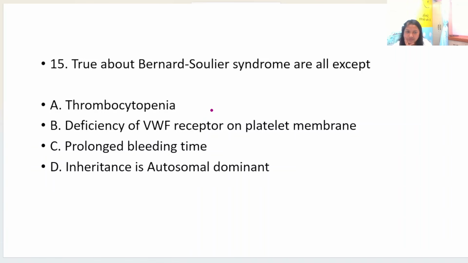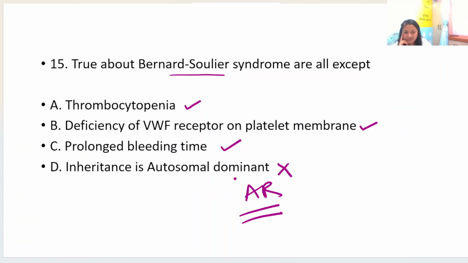True about Bernard-Soulier syndrome are all except thrombocytopenia, deficiency of von Willebrand factor receptor on platelet membrane, prolonged bleeding time, and inheritance is autosomal dominant. So now in Bernard-Soulier syndrome, thrombocytopenia is a feature. Deficiency of von Willebrand receptor on platelet membrane, yes, this is a feature. Prolonged bleeding time, certainly this is a feature. Inheritance is not autosomal dominant, it is autosomal recessive. So all the others are true, the last one is not.